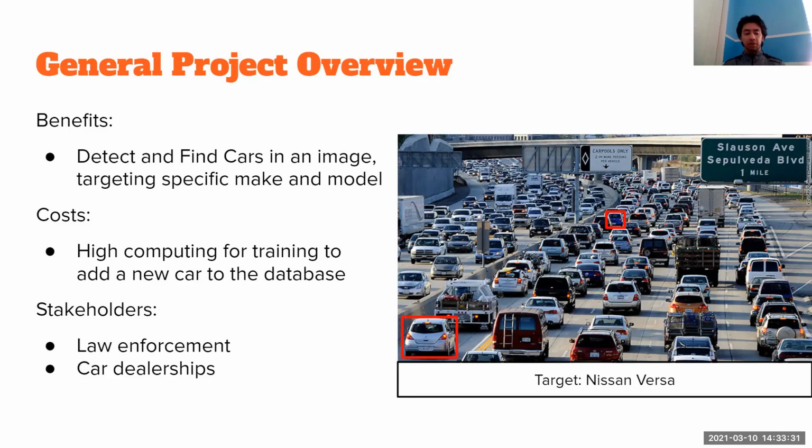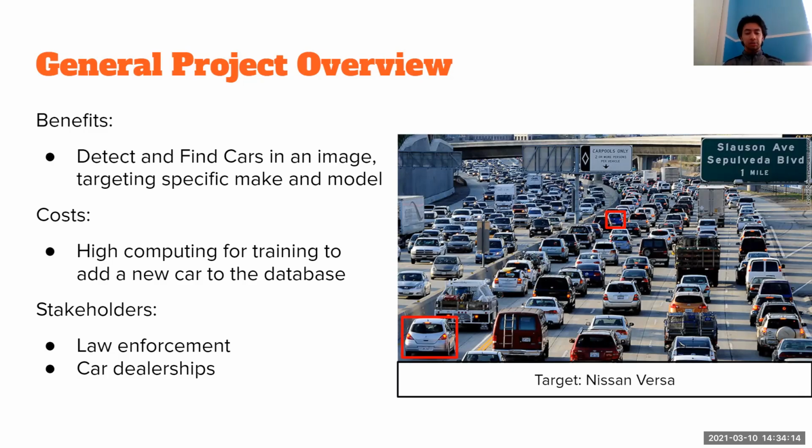There are several stakeholders for this project, for example, law enforcement and car dealerships. Law enforcement would use this project to find a suspect car that they are looking for. For example, you often see in Amber Alerts that California Highway Patrol is looking for a gray Nissan Versa with license plate so and so. Law enforcement can use this program during rush hour to find out where their suspect car most likely is.